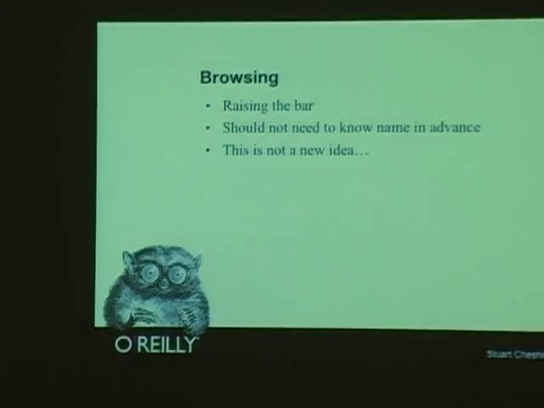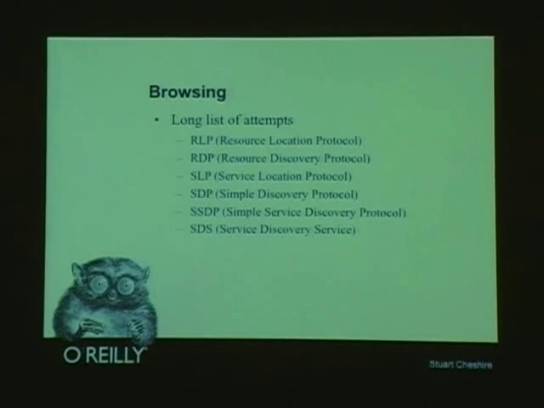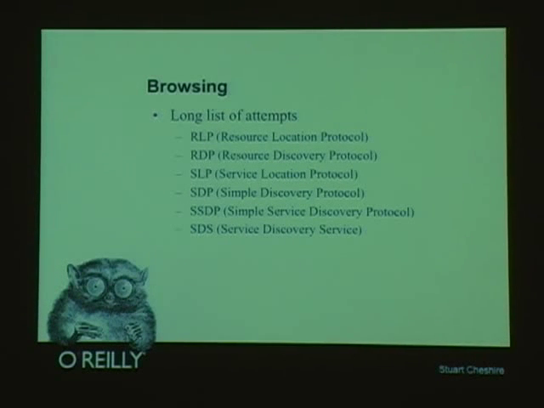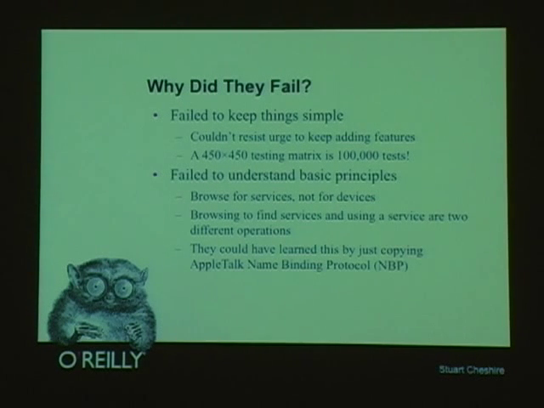And I'm not claiming that we're the first people to think of this. The list of attempts to do discovery protocols over IP just goes on. I think every permutation of resource and service and discovery and location in all possible orders has been used. And when they ran out of those acronyms, they made up other ones. And why did they fail? Well, I think they all couldn't resist the urge to keep making things more complicated.